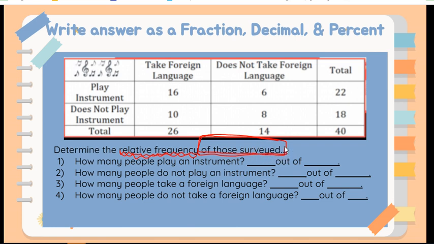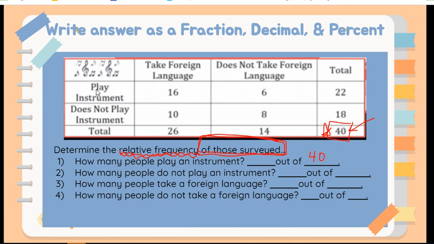So in order to look at your table and get how many surveyed total, where is the total on the table? As always, in the bottom right hand corner. The table total is always going to be in the bottom right hand corner. In this case, it's your 40. So all of these are going to be out of 40. So how many out of the 40 play an instrument?